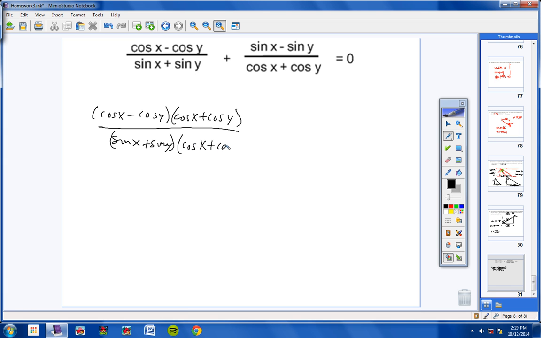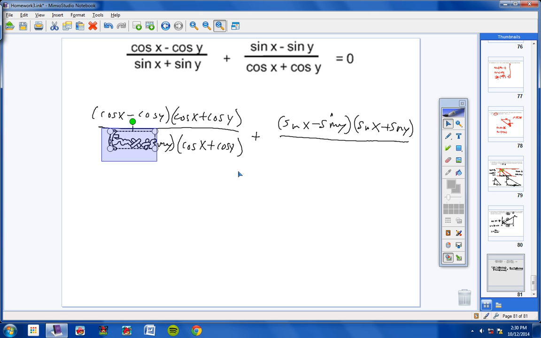Cosine x plus cosine y, plus, okay, over here I'm going to multiply the top and the bottom of this fraction by this right here, okay? So I'm left with sine x minus sine y times sine x plus sine y, okay? All over my common denominator. Which is right here, okay?